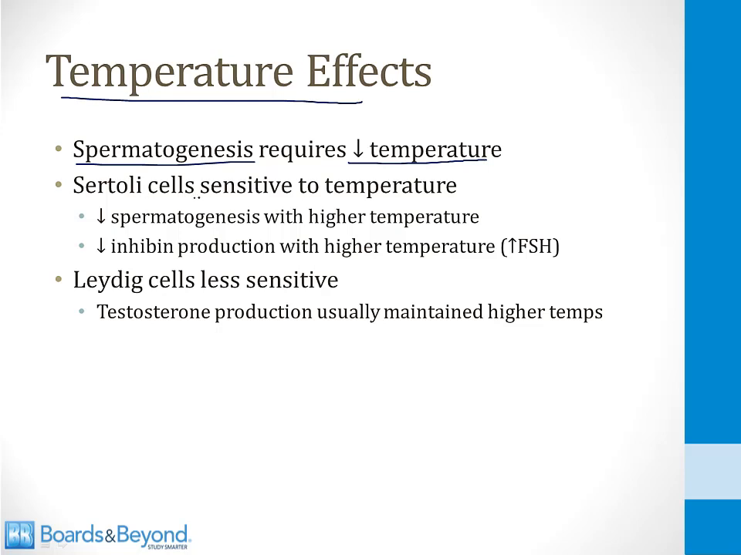It turns out that the Sertoli cells and Leydig cells do not respond the same to changes in temperature. The Sertoli cells are very sensitive to temperature. When the temperature rises, there's less spermatogenesis. They also release less inhibin, and this leads to a higher FSH level. The Leydig cells, on the other hand, are less sensitive to temperature, and for this reason, testosterone production is usually maintained even at higher temperatures.